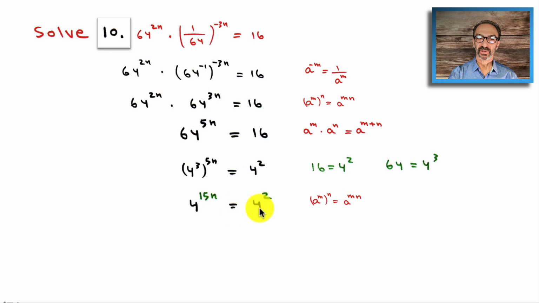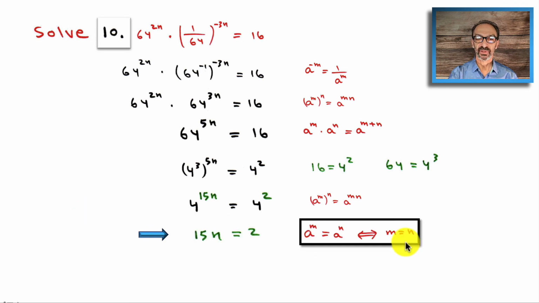Applying the rule that we talked about, we have the same base, so the exponents should be equal because those two powers are equal. So this implies that 15n equals 2, and that's the rule. Divide by 15 to leave n alone. The answer should be 2 over 15. And that should do it.